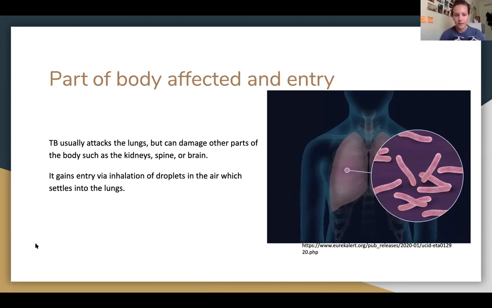Okay, and then the most common type of TB is pulmonary, which is where the bacteria attacks the lungs. But it can also damage other parts of the body, like the kidneys, the spine, and the brain. And we kind of mentioned this earlier, but TB gains its entry when an individual with active TB disease in either the lungs or the throat can talk, cough, or sneeze, and then sends the droplets into the air for another person to inhale, allowing the bacteria to settle into the lungs.